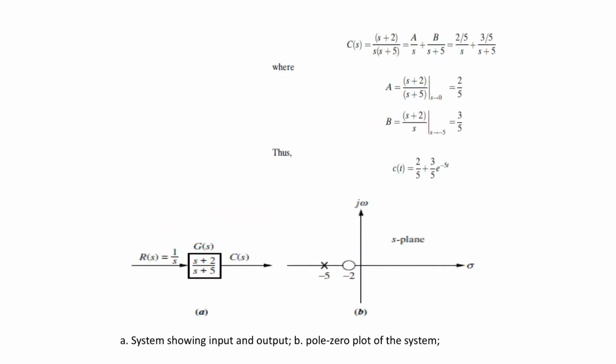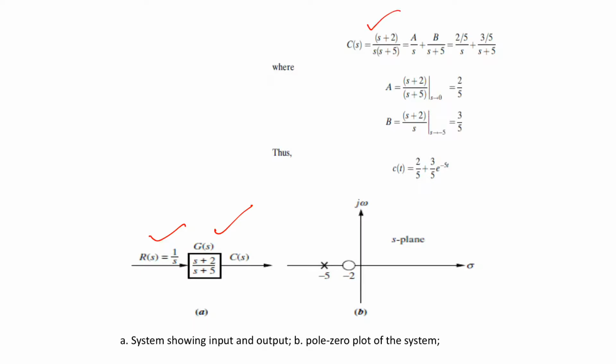Now let us consider a small example in which we have a transfer function that is s plus 2 divided by s plus 5, and let us find the unit step response of this system. That is, we apply the input R(s) as the unit step and we get C(s) as the output. In this case, as you have done previously, C(s) is equal to s plus 2 divided by s plus 5 into 1 by s.